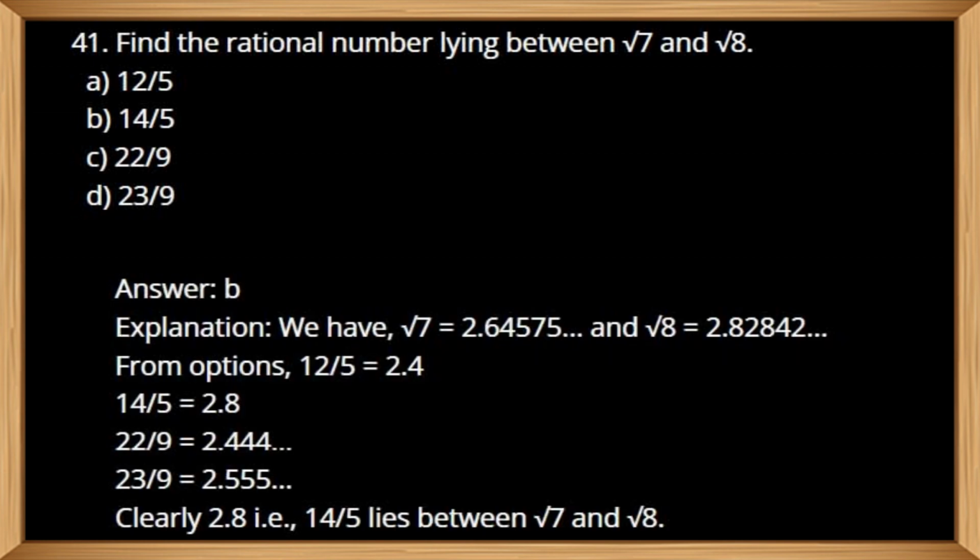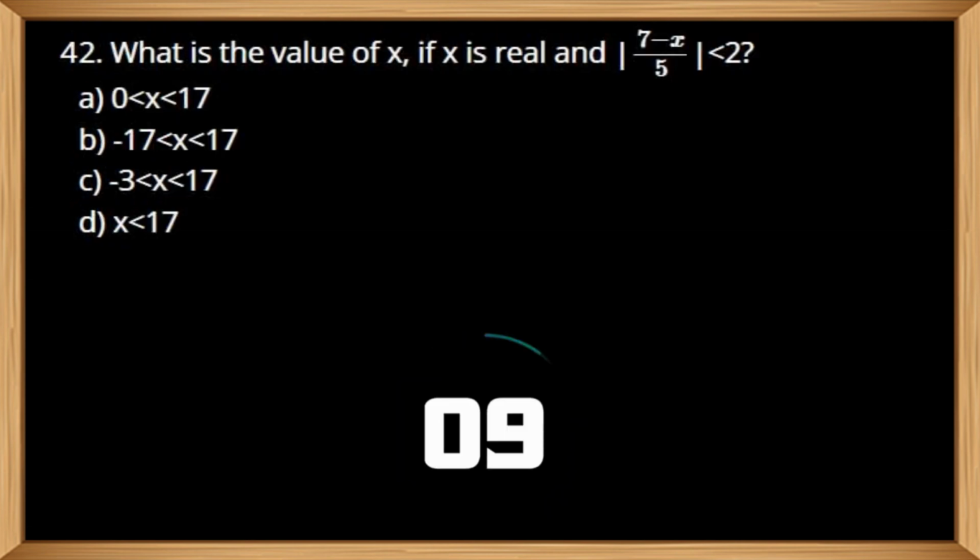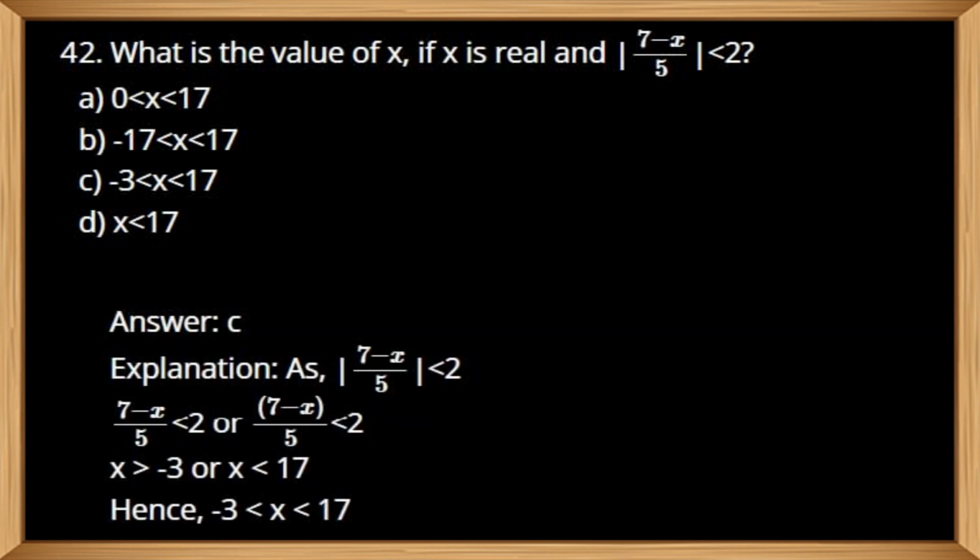Option B 14 by 5. What is the value of x if x is real and absolute value of 7 minus x by 5 less than 2? C. X greater than minus 3 less than 17.